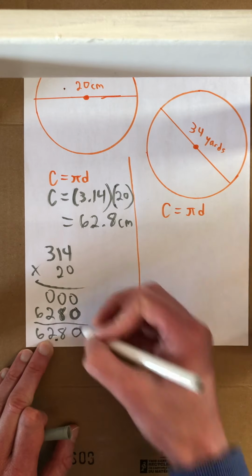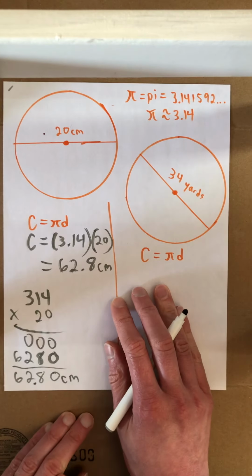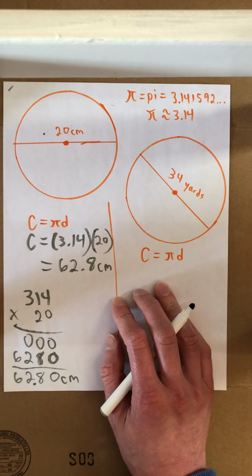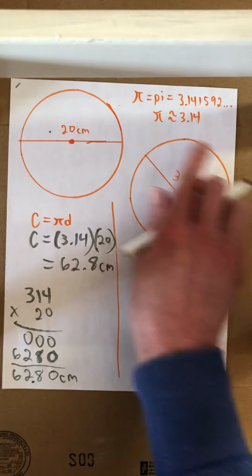62.80 or 62.8. So even if I go without a calculator, I can get to the same answer here. So sometimes in this math unit, you'll be allowed to use a calculator. Sometimes you won't be. It's important that you're able to do it both ways. So here we have another circle.